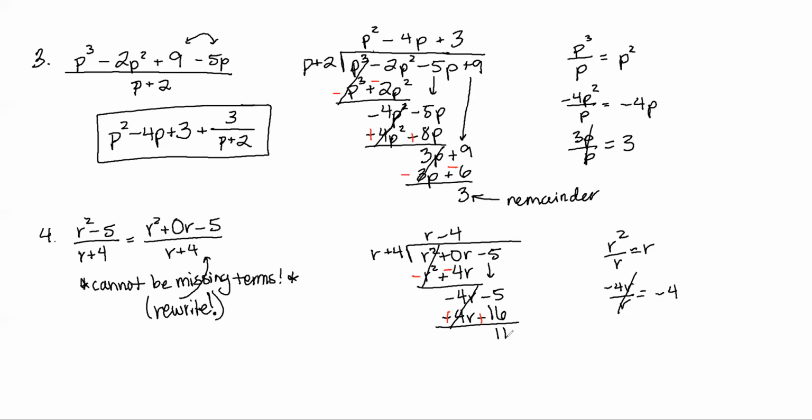So let's go ahead and write our answer. We have r minus 4 plus our remainder, which is 11, over what we were dividing by, which was r plus 4.